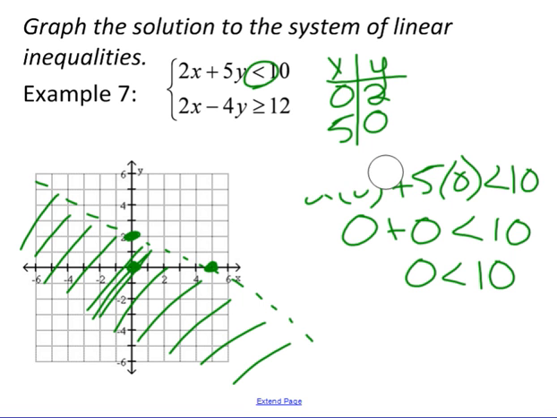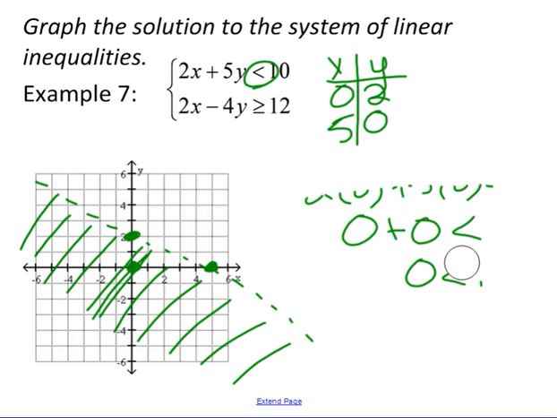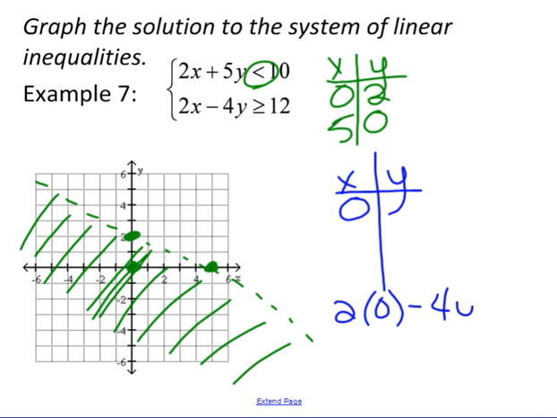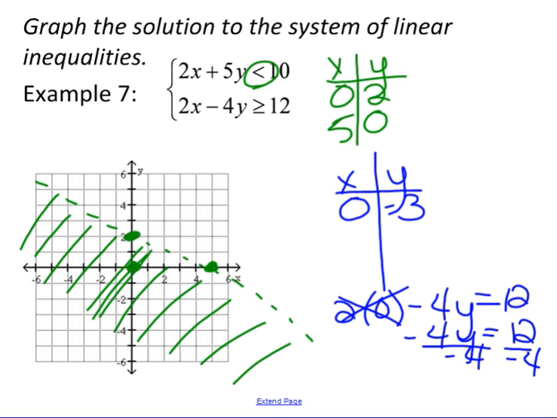Now I have to do the other one. I'm going to do it the exact same way. Both equations are in standard form. So another xy chart. For the bottom one this time, I'm going to plug in 0 for x. So I have 2 times 0 minus 4y equals 12. 2 times 0 I don't need. Negative 4y is equal to 12. Divide by negative 4, and you get y is equal to negative 3. I'm going to plot that point right here.